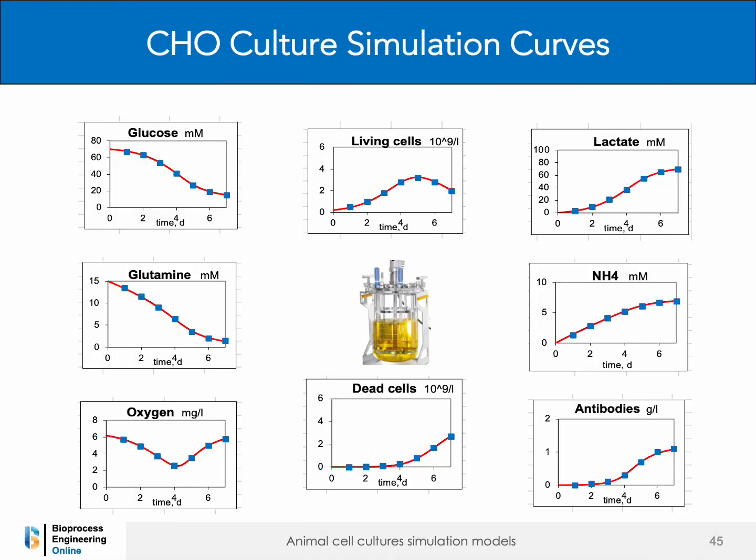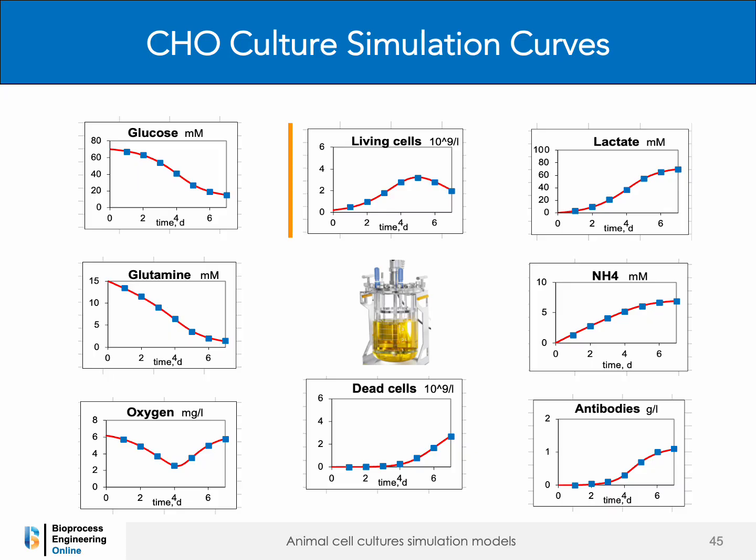Once the parameter estimation has been completed, the model is fully defined and can be used to simulate and analyze the entire cell culture process. For this CHO cell culture, the simulated concentration profiles closely reproduce the experimental time courses of substrates, viable and dead cells, metabolites, dissolved oxygen, and antibody production throughout the batch fermentation.